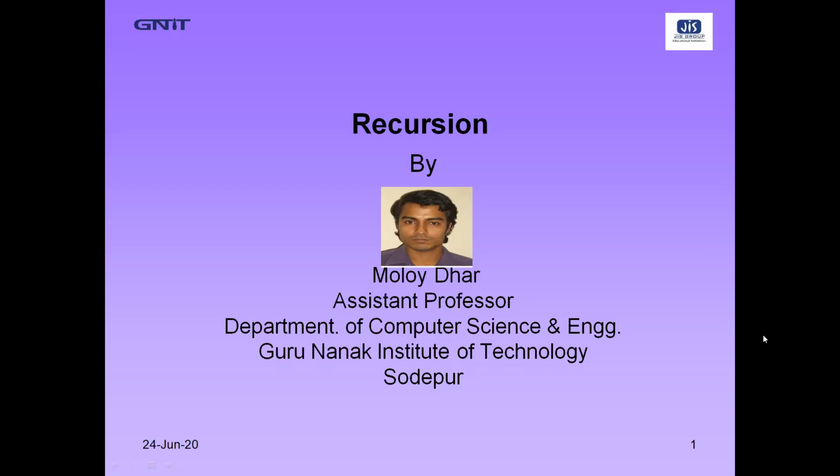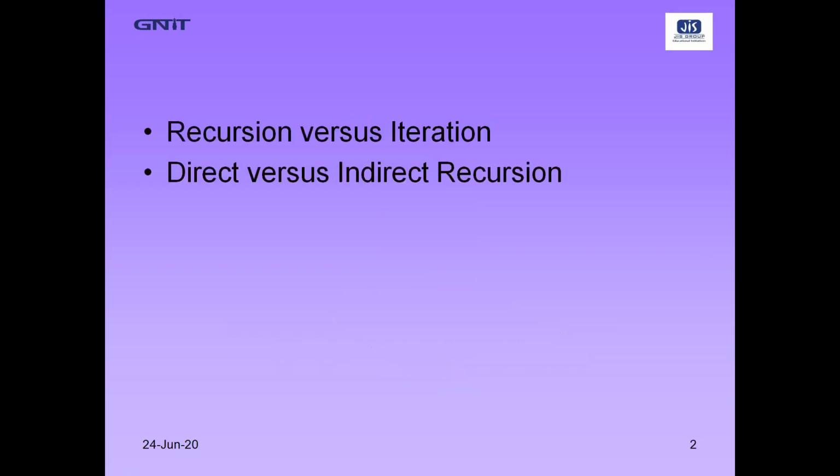Now I go to the second slide, where I also discuss direct versus indirect recursion, right? Before starting this, a recursive procedure with these two properties is said to be well defined. Okay. Now, here we consider recursion versus iteration, which is the first part, and the second one is direct versus indirect recursion.